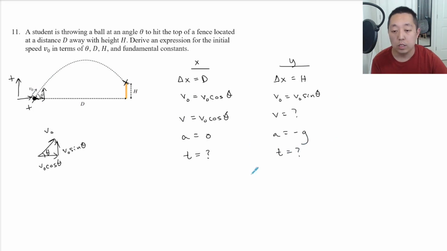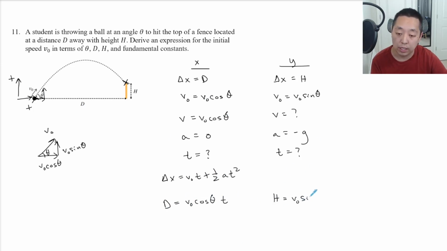Okay. So let's set up some equations here. I know three variables, and usually with projectile motion, you want to connect them with time, right? So that's the key part here, the time. So this equation, delta x equals v0t plus 1/2 at squared. On the horizontal side, it's going to be d is v0 cosine theta times t. And on the vertical side, it's going to be h is v0 sine theta t minus 1/2 gt squared.